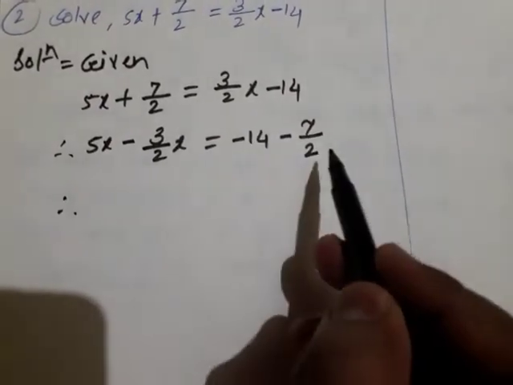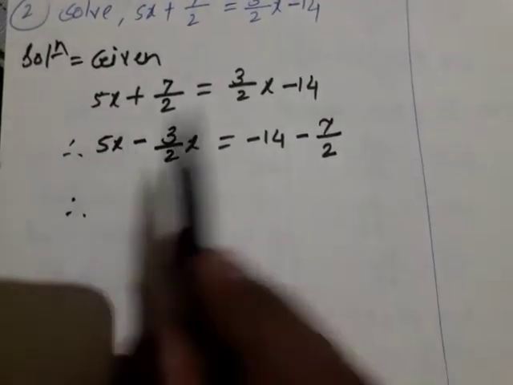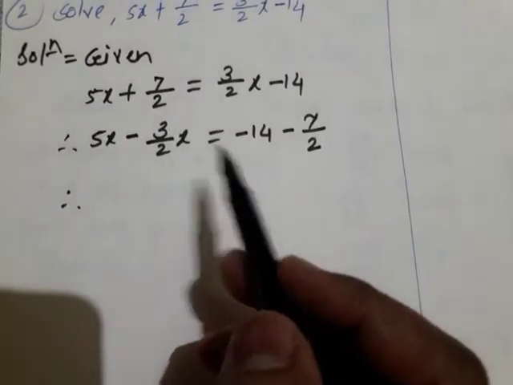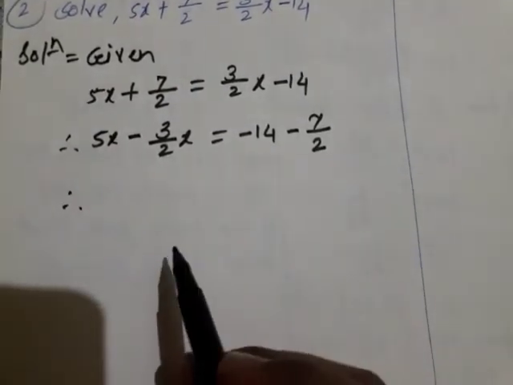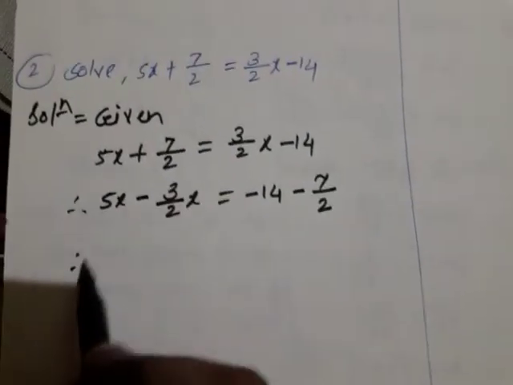Here 2 is the denominator, here also 2 is the denominator. We have to multiply both sides of the equation by 2, then these two will get cancelled and the remaining we will get as the answer. Are you getting it?